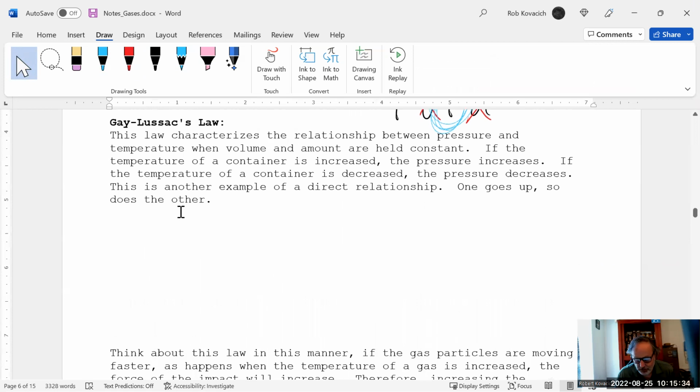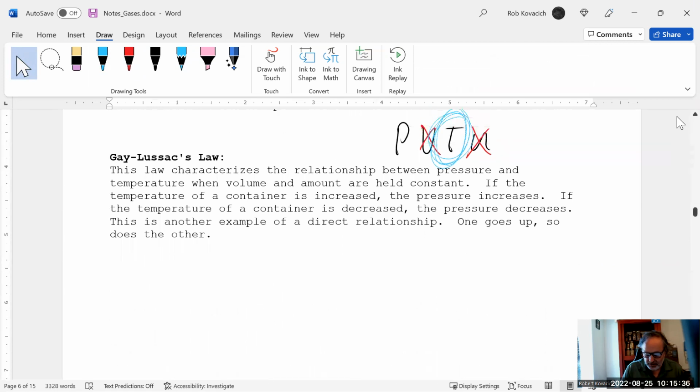Again, I didn't even show you the equation. I don't really care about the equation. So this relationship is a direct relationship, just like the last one. The first one was inverse. Boyle's law was inverse. Pressure goes up, volume goes down. But for these next two, we're talking about a direct relationship.